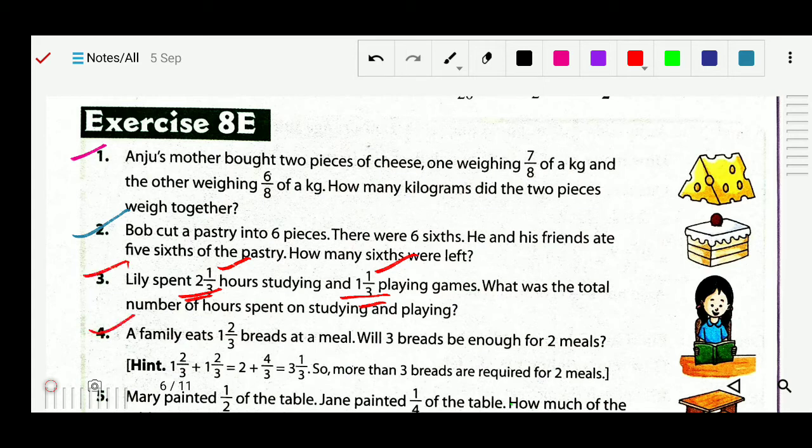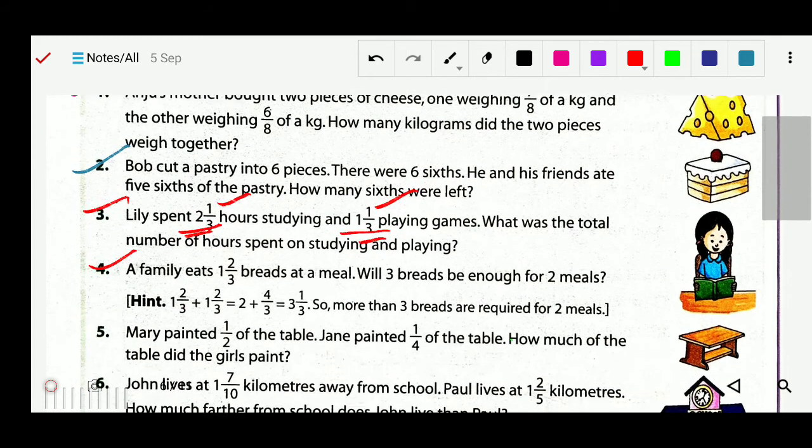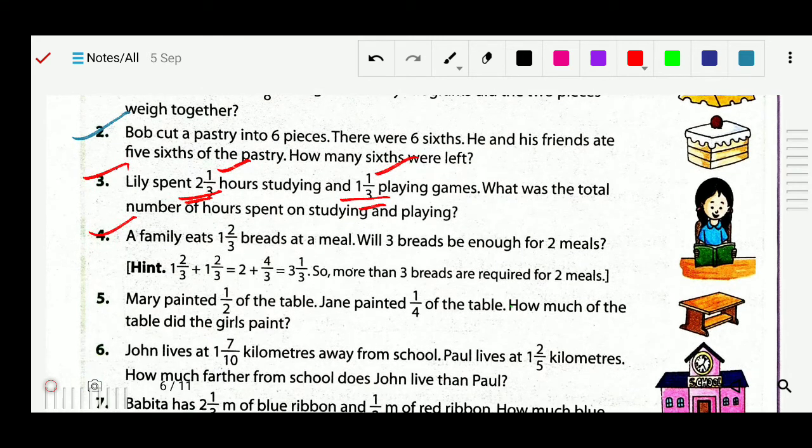Okay, now number 4. A family eats 1 and 2 by 3 breads at a meal. Will 3 breads be enough for 2 meals? Okay, so for the first meal that family took 1 and 2 by 3 breads. But how many meals will they take? They will take it 2 times. How many times will they eat?